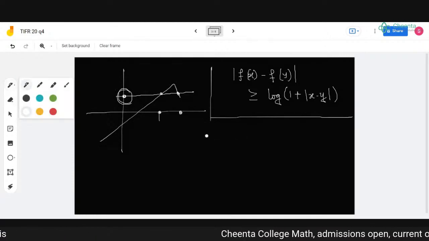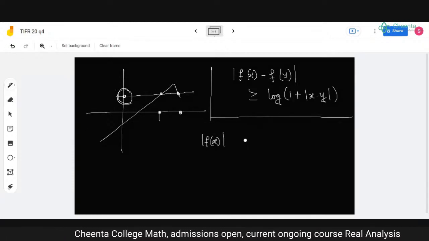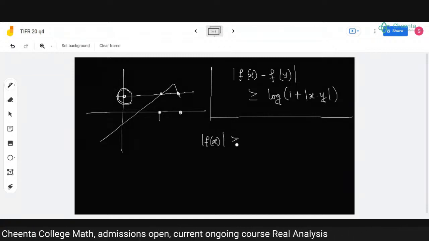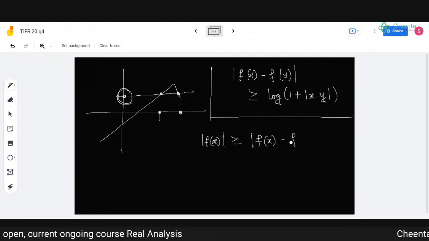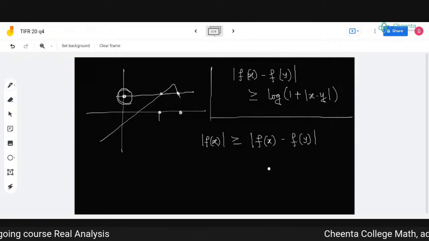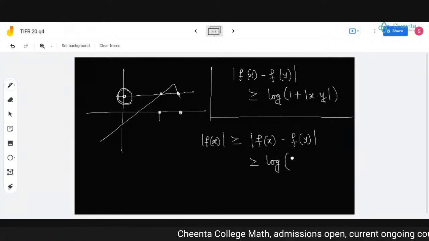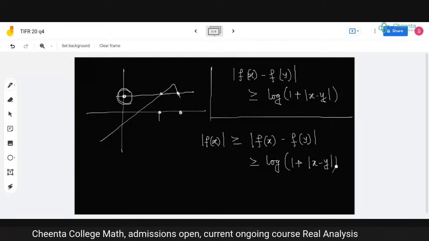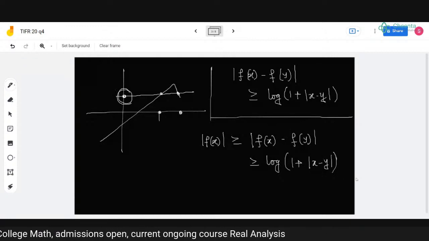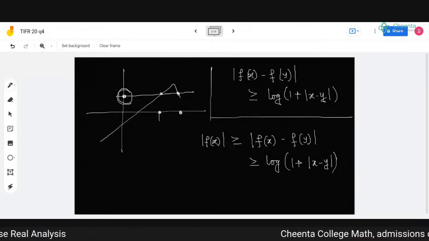So I will do it like this: mod of f of x is greater than or equal to mod of f of x minus mod of f of y, which is greater than or equal to log of 1 plus mod of x minus y. And to remind you, this is for all x and y. As you can see, this is for all x and y.